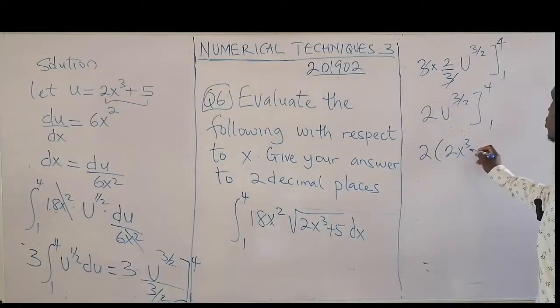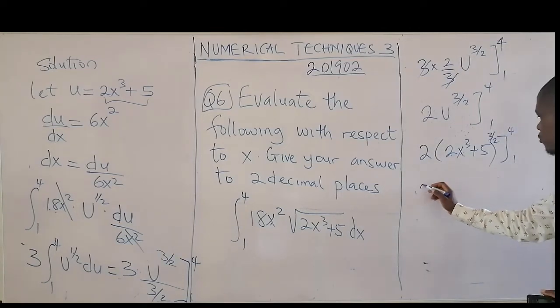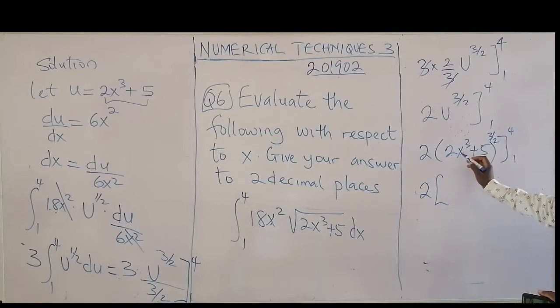Plus what? Plus 5. Okay? Upper boundary and lower boundary. Then substitute the upper boundary and the lower boundary. Then we have 2 into brackets, plus times 2, 64. Times 2, plus 5.